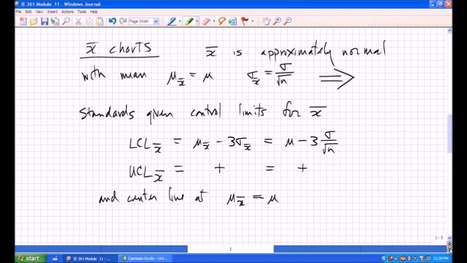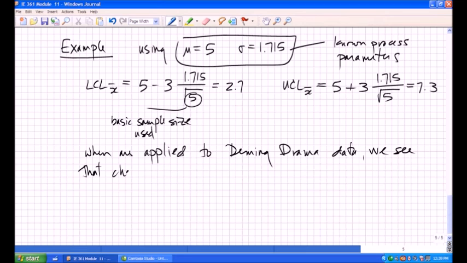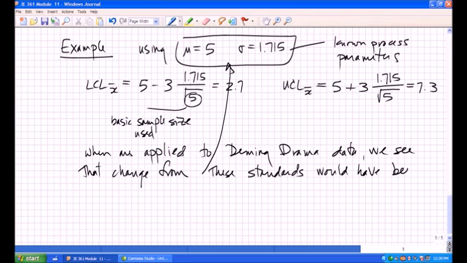So if we go back to what I was writing here in this example, we would say that when these are applied to the Deming drama data, we see that change from these standards would have been detected at sample number 16.